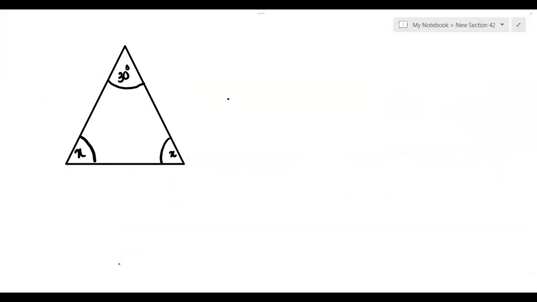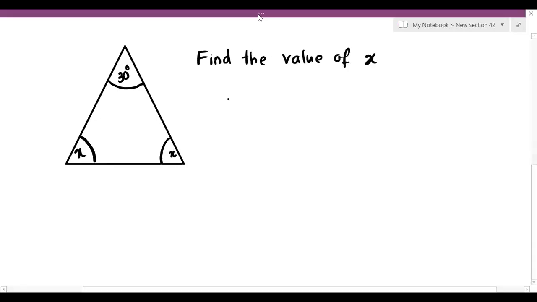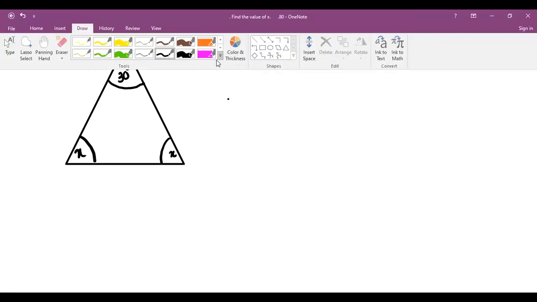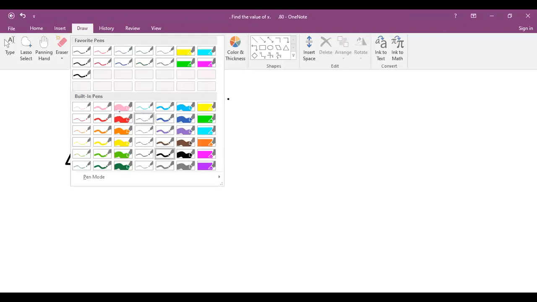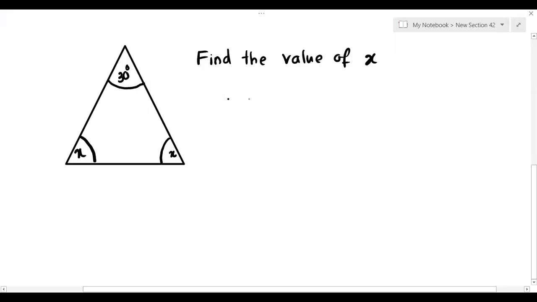Okay, now let's see how we find the value of x. Find the value of x. Okay. In this case, what do we have to do? We have to write the sum of these three angles. Then it is written like this: 30 add x equals 180, because we know that the sum of the interior angles of a triangle equals 180.